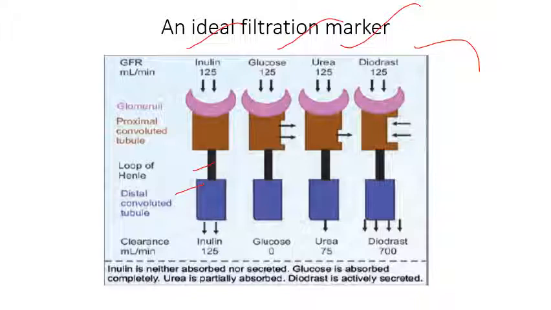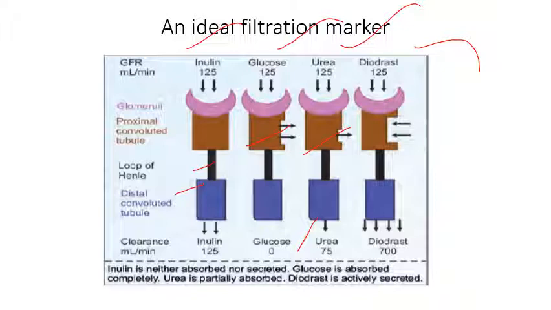It is completely excreted through the urine. So 125 ml of inulin filtered means 125 ml of inulin is excreted through the urine, whereas glucose is absorbed completely from the proximal convoluted tubule itself. There is no excretion of glucose in a normal adult. Then urea is partly reabsorbed in the proximal convoluted tubule, and some amount is excreted. So out of 125, 75 ml per minute is excreted.